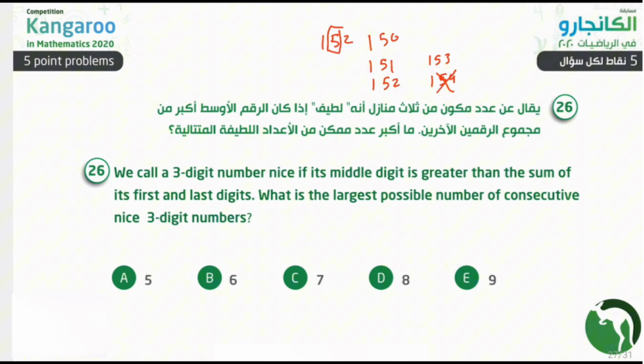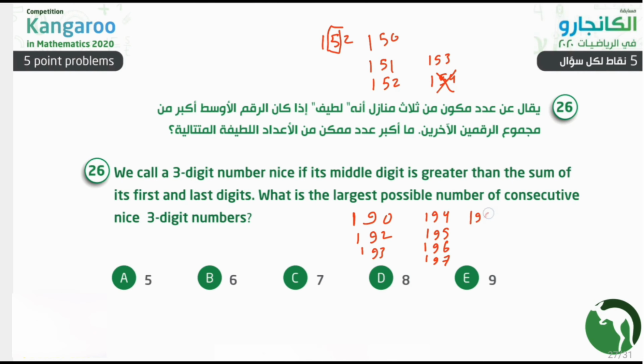So I should make the digit in the middle as big as possible. So I will select 9. Here in the hundreds place, I will select 1 because I cannot put 0. And here I will put 0 to start with the smallest numbers. Now this is the first one. 1 plus 0 is 1, less than 9. Then 192, 193, 194, 195, 196, 197.